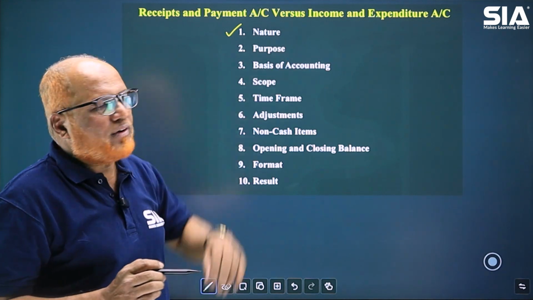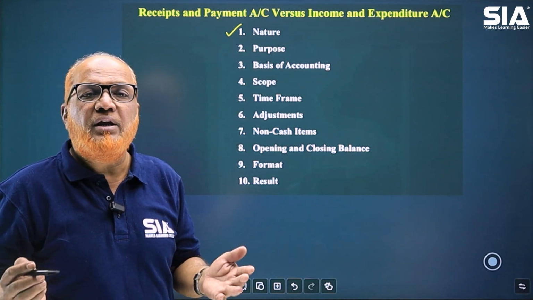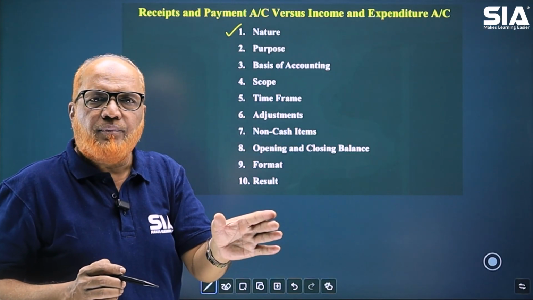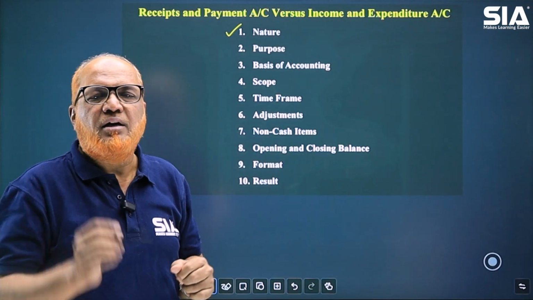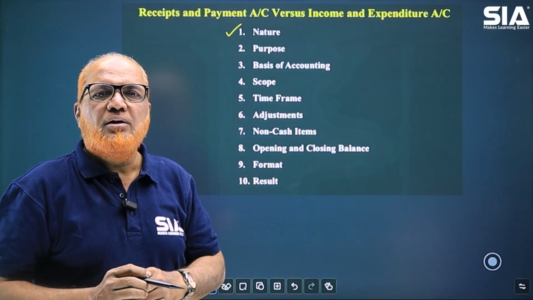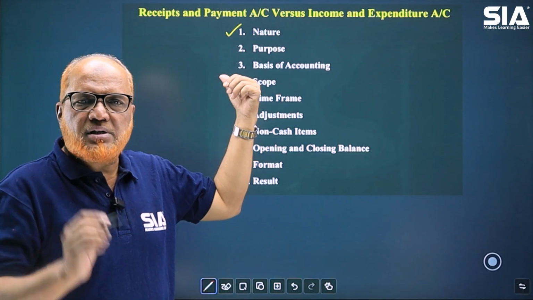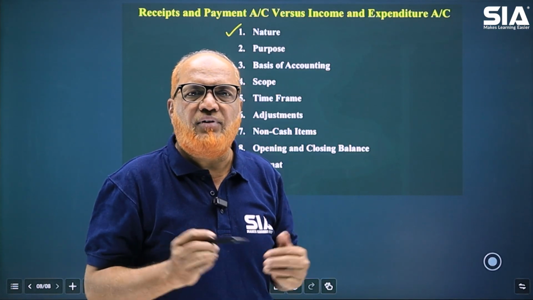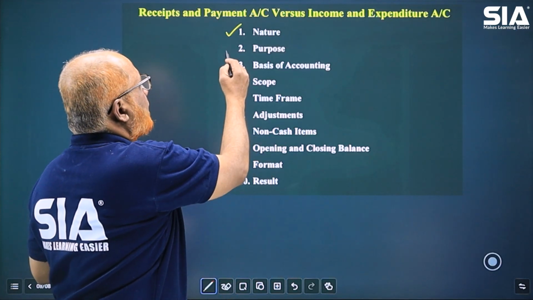But in case of income and expenditure account, it's a nominal account. All expenses and losses will be debited. Expenditure will be taken on the debit side. Incomes will be taken on the credit side. So receipts and payments account is a real account, and income and expenditure account is a nominal account. That is the difference.